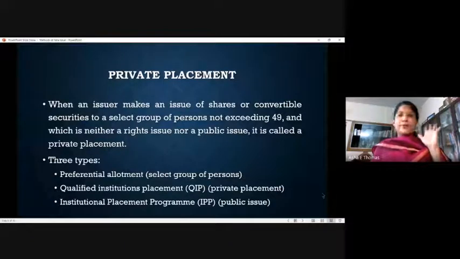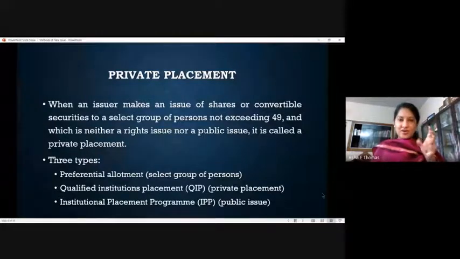It's not open to all. It's not open to the public. It is limited to a particular group. And this particular group can be individual investors. It can be institutional investors, right? And depending on that, it can be categorized into three.